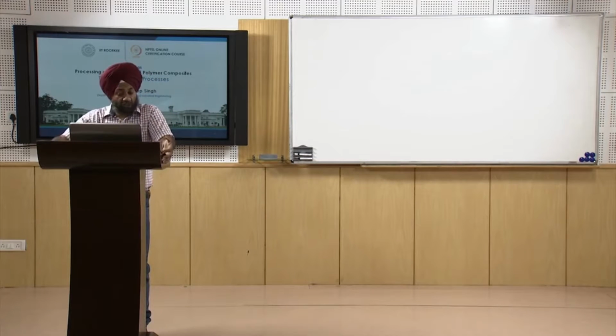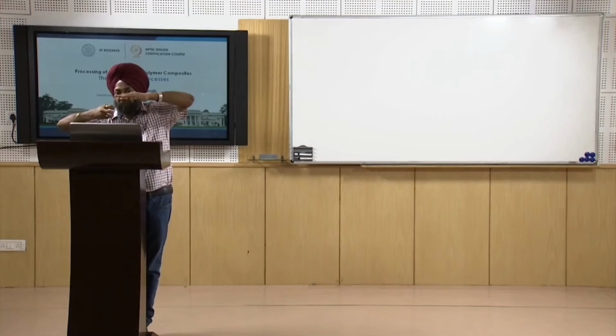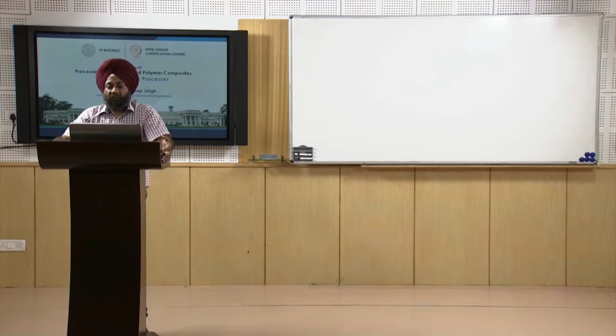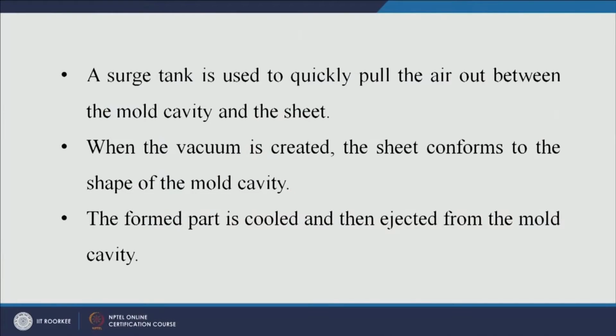So the sheet is heated until it softens, and thereafter vacuum needs to be applied quickly. As the sheet is soft, we will apply the vacuum, and the sheet will be pulled down as per the shape of the mold, which we have already seen with the help of a diagram. A surge tank is used to quickly pull the air out between the mold cavity and the sheet. That is a method of applying the vacuum. So when the vacuum is created, the sheet conforms to the shape of the mold cavity. That I have already explained.